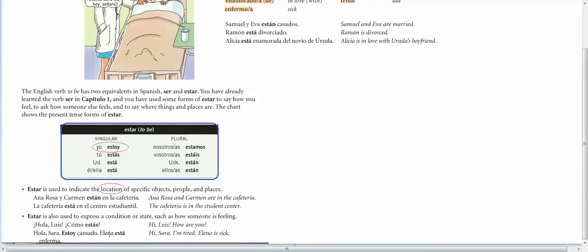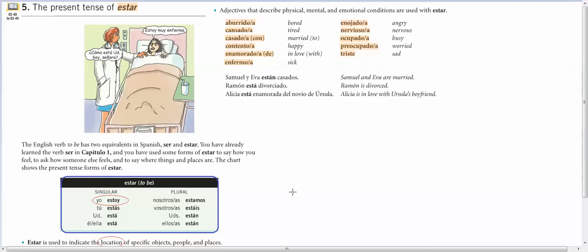Estar is also used to express a condition or a state. An example is how someone's feeling. Okay. Hola Luis, ¿cómo estás? Hola Sara, estoy cansado. Elena está enferma. So estoy cansado, I'm tired. Elena está enferma. Elena is sick. And ¿cómo estás? How are you? How are you doing? Okay.